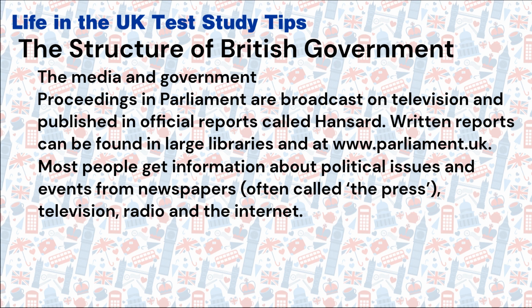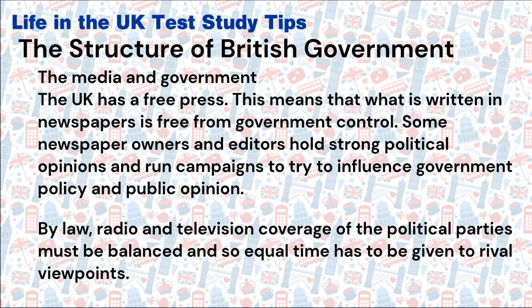The media and government. Proceedings in Parliament are broadcast on television and published in official reports called Hansard. Written reports can be found in large libraries and at website. Most people get information about political issues and events from newspapers, often called the press, television, radio, and the internet. The UK has a free press. This means that what is written in newspapers is free from government control.